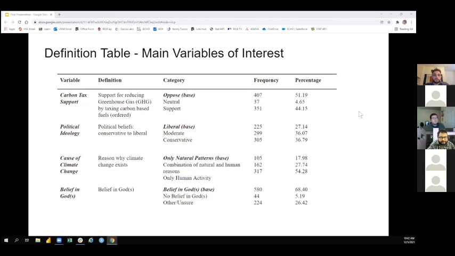Here we see definitions for each of the variables. They are all categorical. Here we see the definition of category levels, as well as the frequency and percentages. Looking at cause of climate change, for example, we see that only natural patterns is our base, which means we'll be comparing the combination of natural and human activity against only natural patterns, as well as human activity against only natural patterns. This will allow us to make some conclusions and some analysis that we present later on. But here we see, again, the category levels, the frequencies, and the percentages for each of these categorical variables.